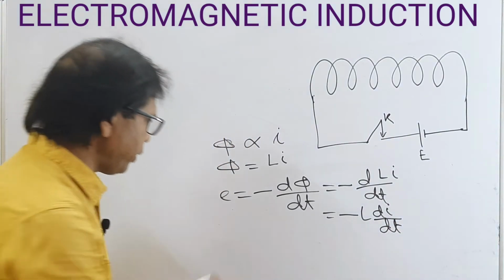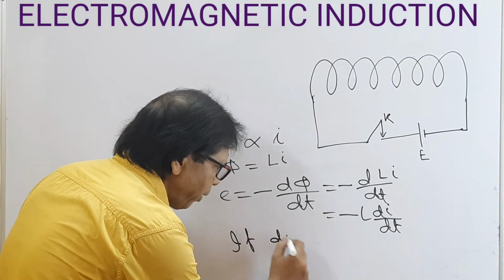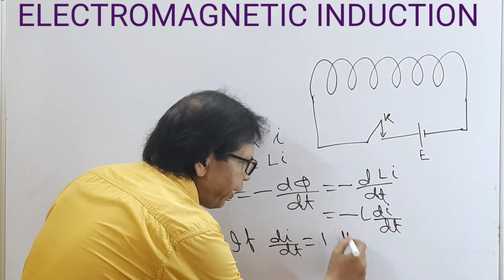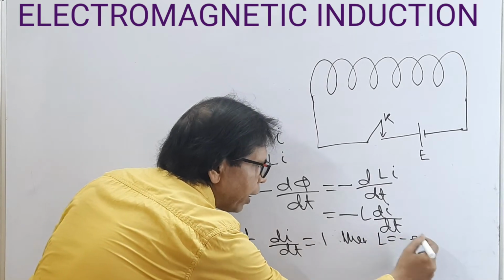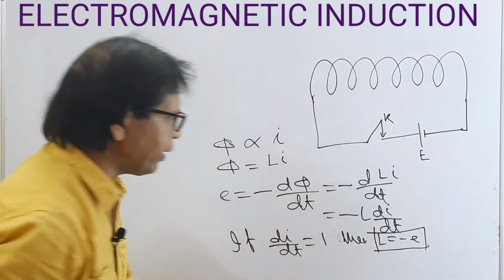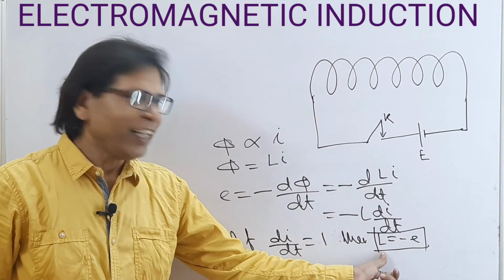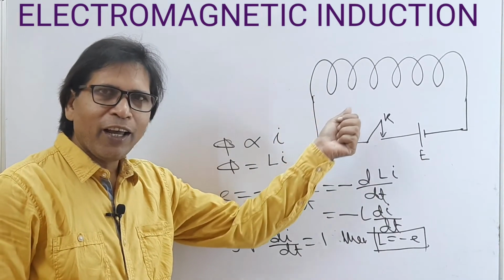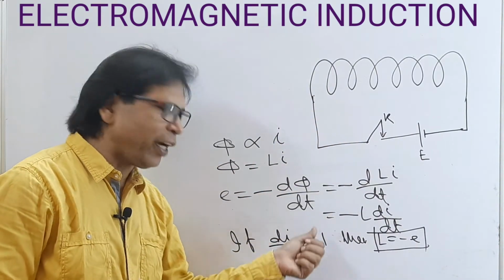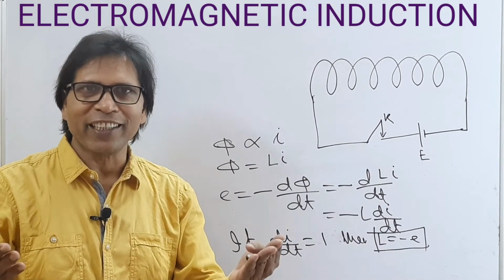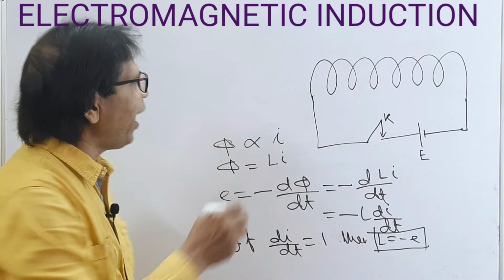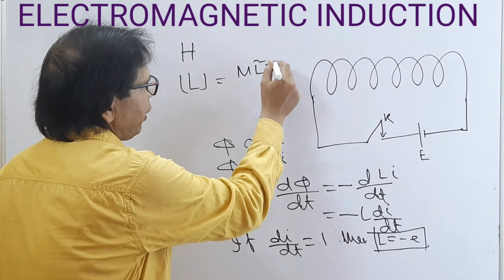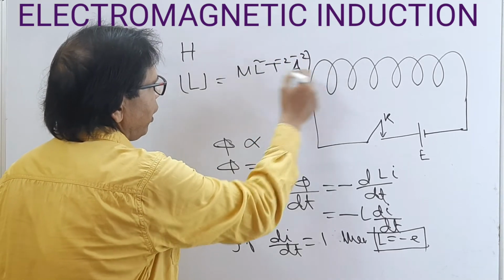Okay, so look at this, if di by dt is equal to 1, then L equal to minus E. So the self inductance is numerically equal to the induced EMF in the coil when the rate of change of current in the coil is unity. Its unit is Henry. Its dimension is M L square T minus 2 A minus 2.